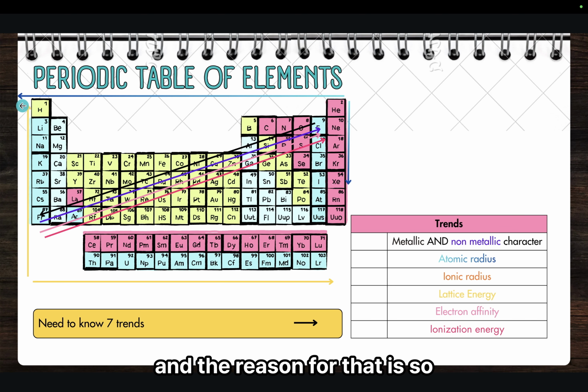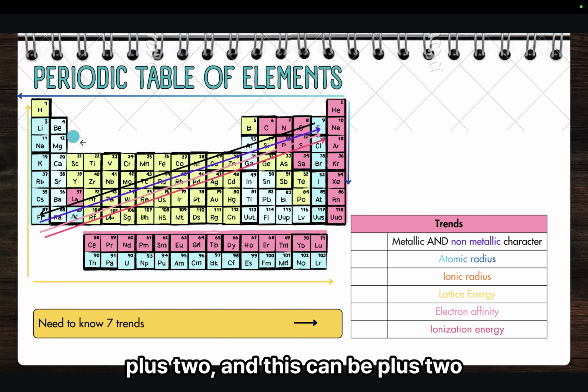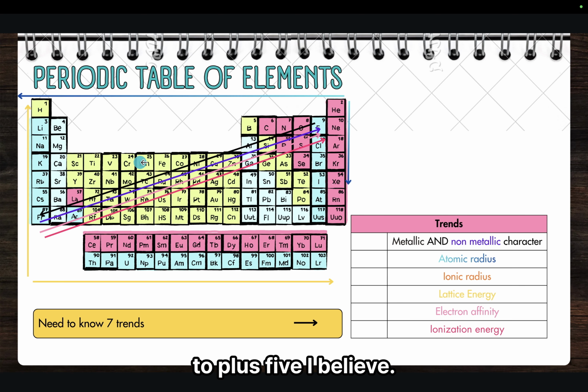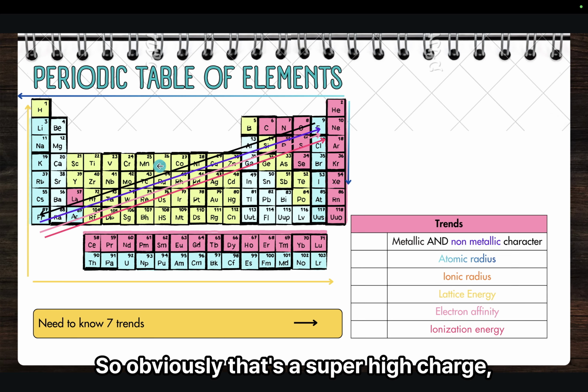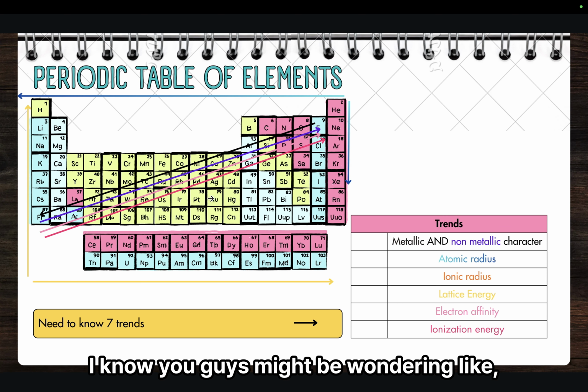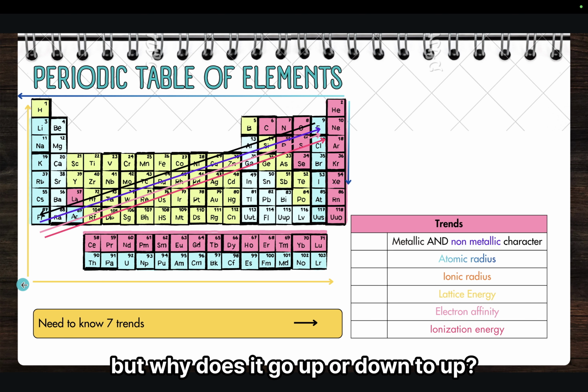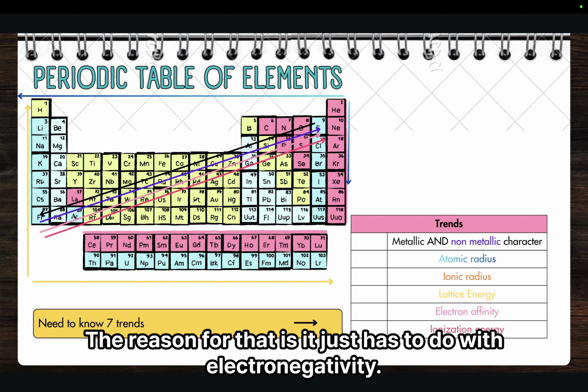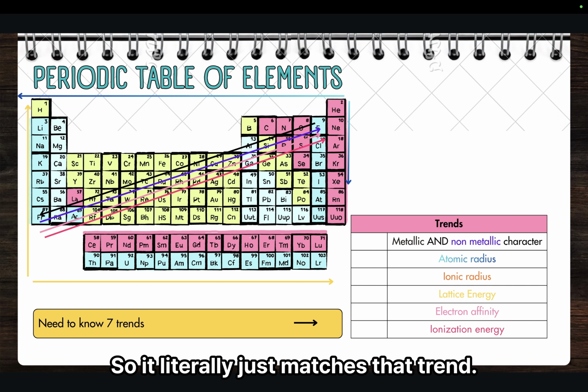The reason for that is, as you go to the right, charge is determined by column. So this is +1, +2, and this can be +2 to +5, I believe. It just depends on the transition metal, and it will be specified to you, but they're a little bit weird. Obviously that's a super high charge. So if you had, for example, iron +3 with something, that's going to be stronger than something over here. I know you might be wondering, it makes sense that it goes from left to right, but why does it go up or down to up? The reason is it has to do with electronegativity, so it literally just matches that trend.